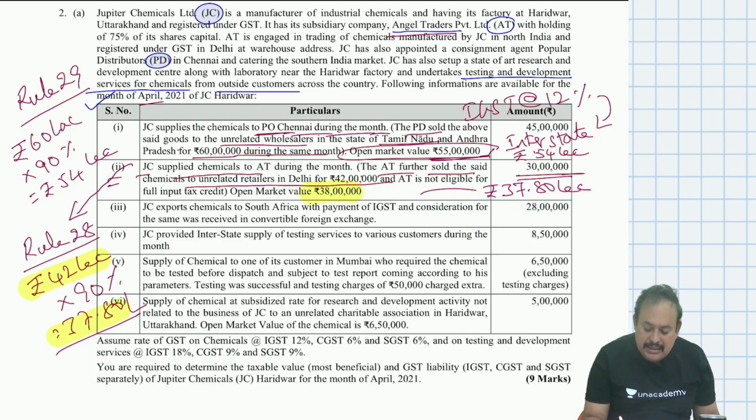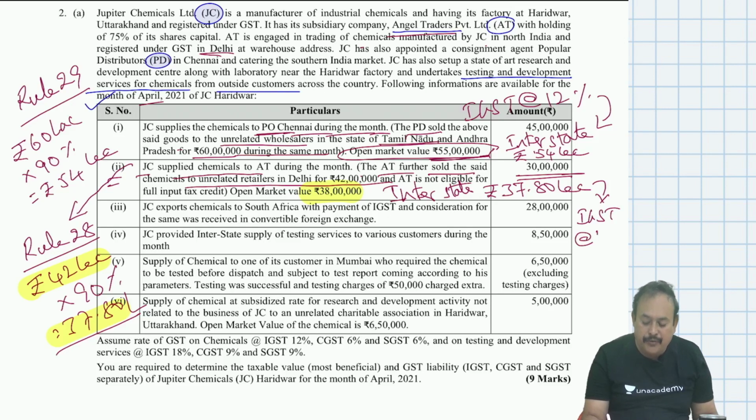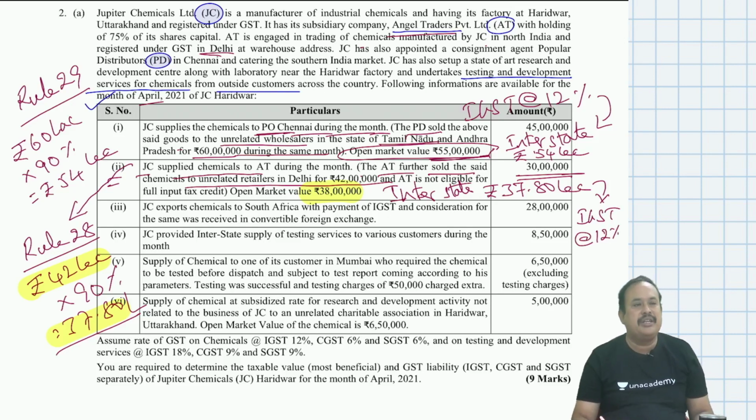It is interstate supply. Where are they located? They are located here in Delhi. Therefore, interstate supply from Uttarakhand to Delhi, which will attract IGST at the rate of 12%.